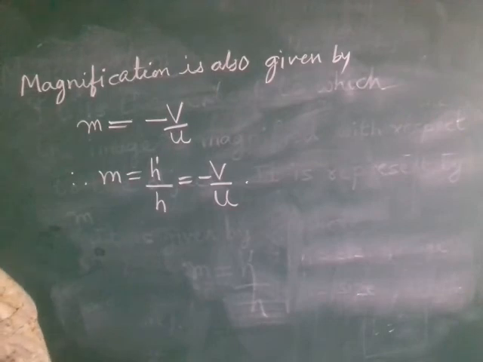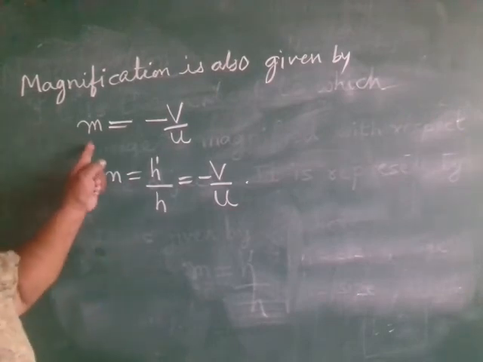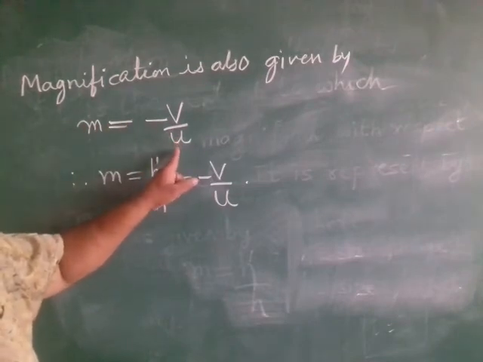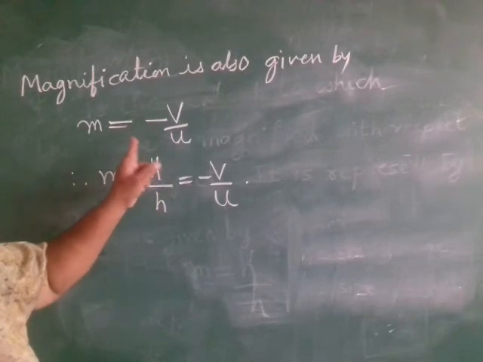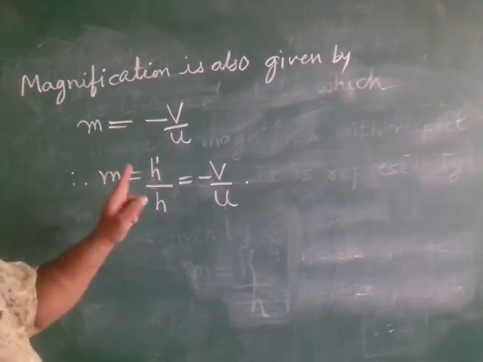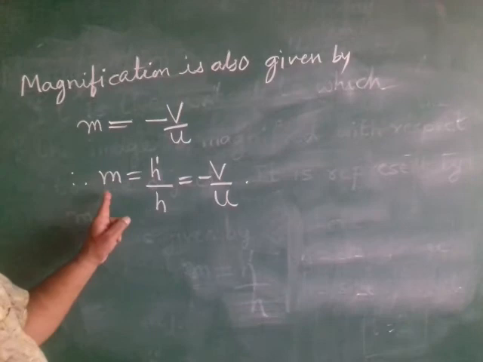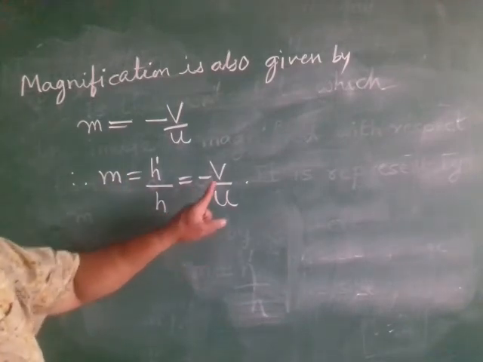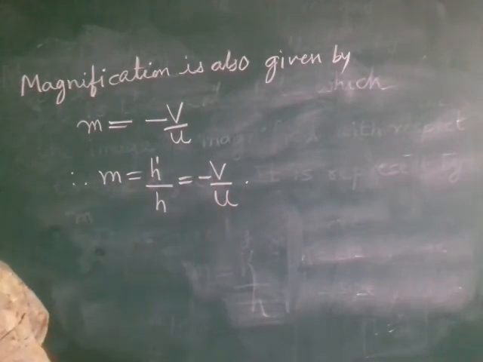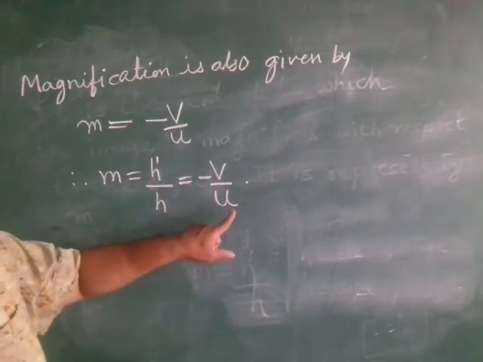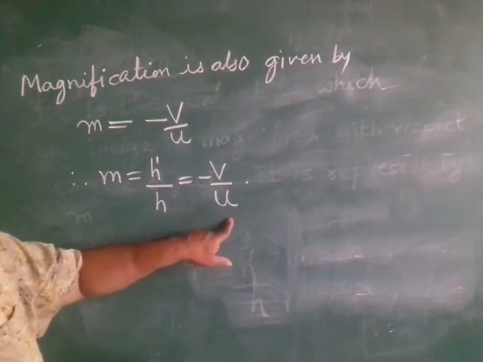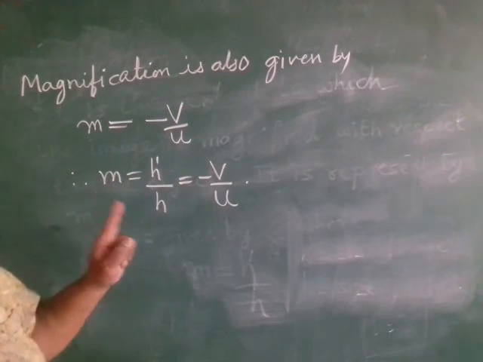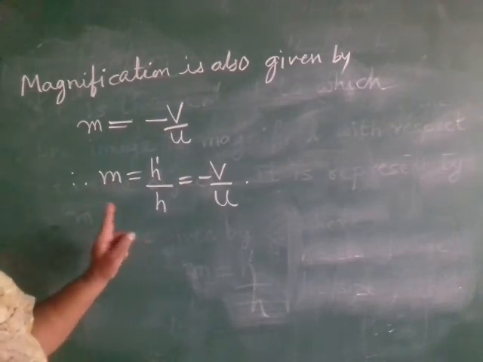Now another formula for magnification: m is also given by m is equal to minus v upon u. So we get m is equal to h dash upon h is equal to minus v by u. And what is v and what is u? You have already written: u is the distance of the object and v is the distance of the image. So this is the formula for magnification.